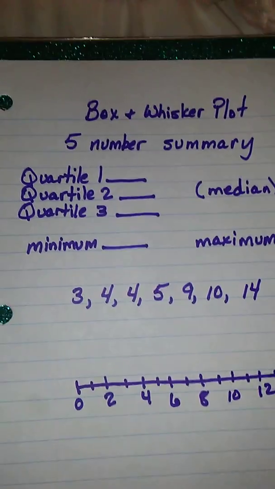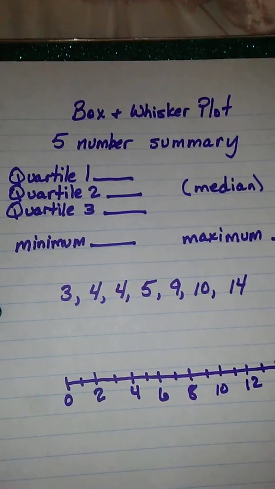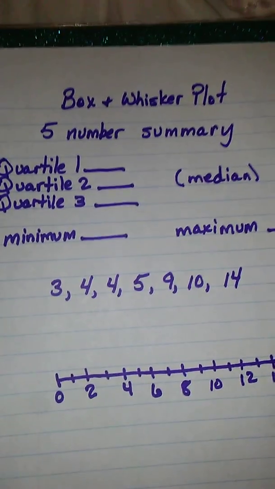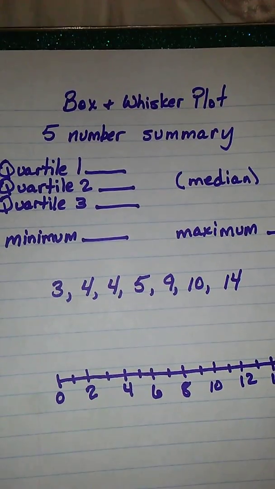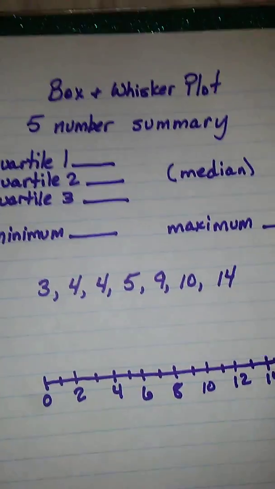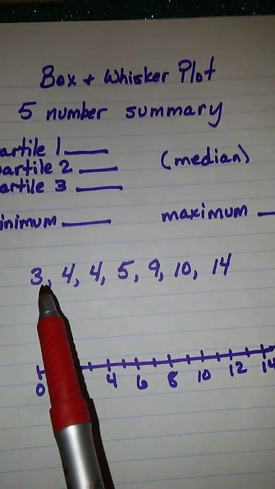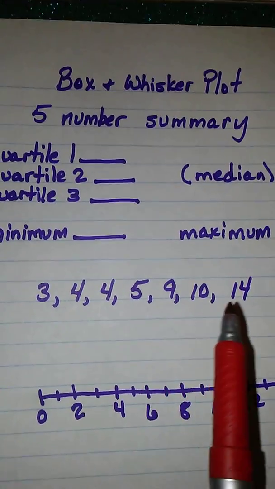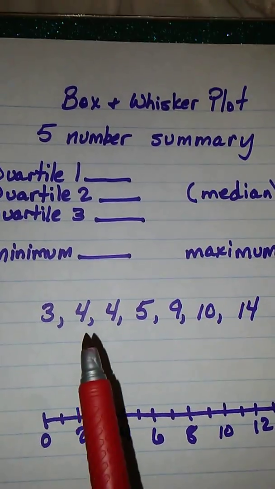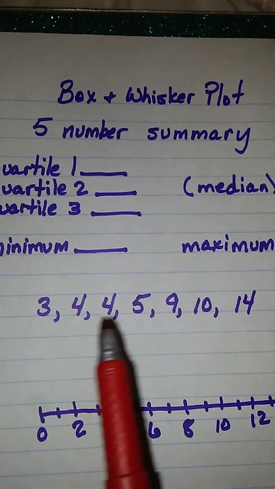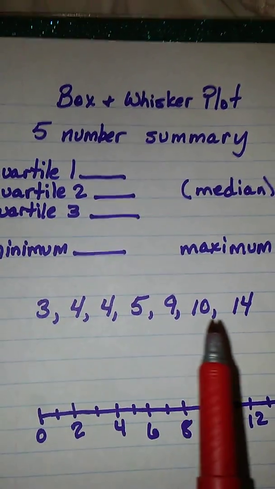A box and whisker plot is simply a way to display data. What you're going to be given is a list of numbers, and you'll need to find what we call the 5-number summary. The first thing you want to do is put these numbers in order from smallest to greatest, which I've already done for you. Even if the numbers repeat, you repeat them. You always put every single number down in order from smallest to largest.